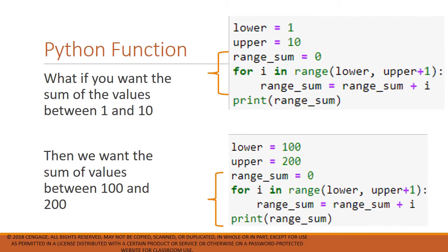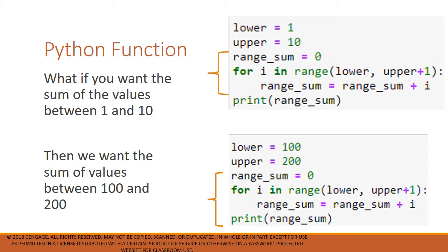Let's say somewhere in your Python program you needed to find the sum of the integers between 1 and 10 inclusively. So you would maybe assign lower the value 1, upper the value 10. You'd initialize your range sum to 0. Then you'd write a for loop where you would loop through the integers between lower and upper, and you would add that integer to your range sum.